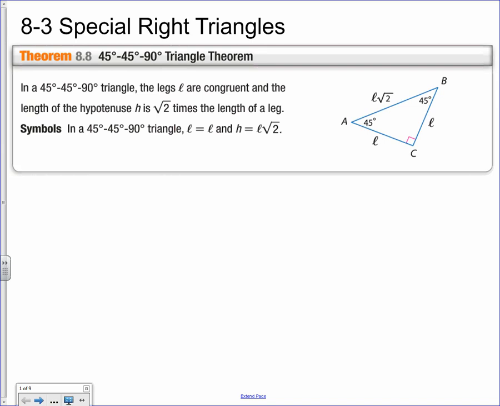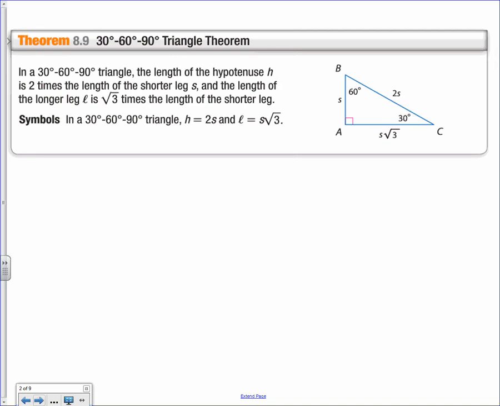All right. The second kind of triangle we have is a 30, 60, 90 triangle. In a 30, 60, 90 triangle, the length of the hypotenuse H is 2 times the length of the shorter leg S, and the length of the longer leg L is root 3 times the length of the shorter leg. So here we will almost always start with the short leg. That is across from the 30-degree angle, right? So we have our smallest angle. Across from it must be our shortest side. Typically, we're going to start there or we're going to go through there.